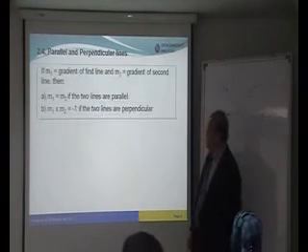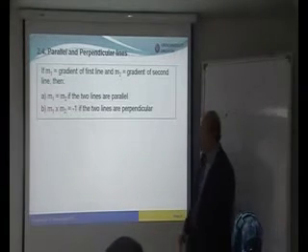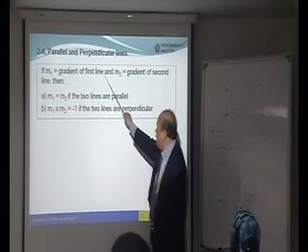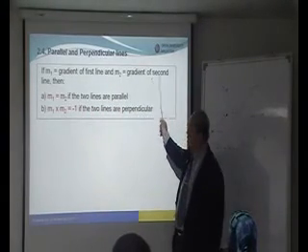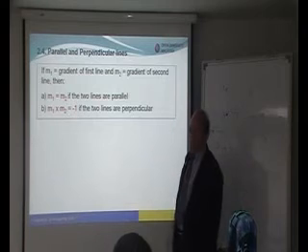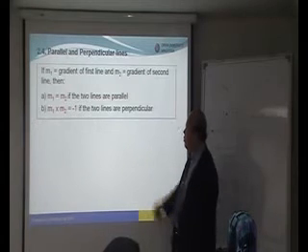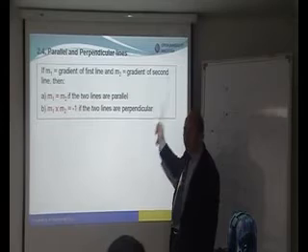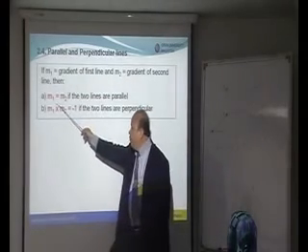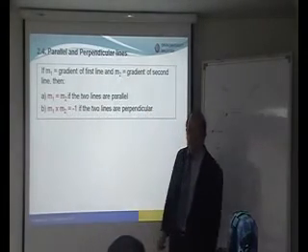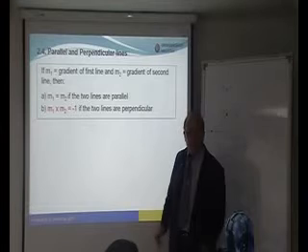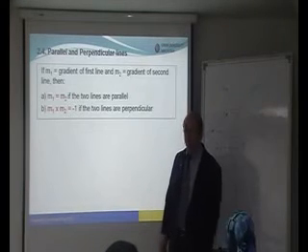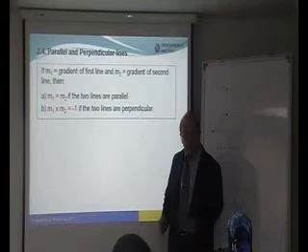Perpendicular, we have a different formula. Okay. So let's say M1 represents the gradient of the first line. M2 represents the gradient of the second line. In order for the two lines to be parallel, the condition is M1 must be equal to M2. Understand? If the two lines have the same gradient, then they are said to be parallel.